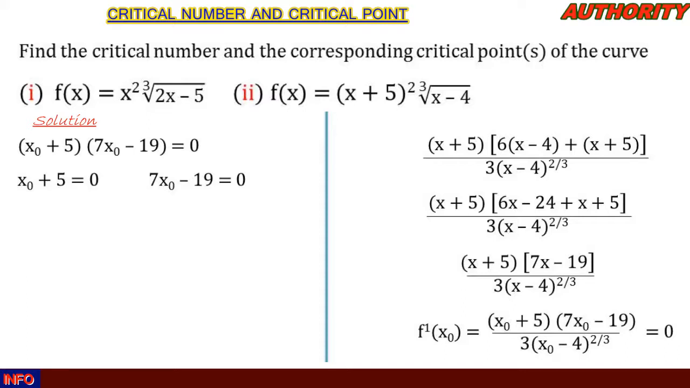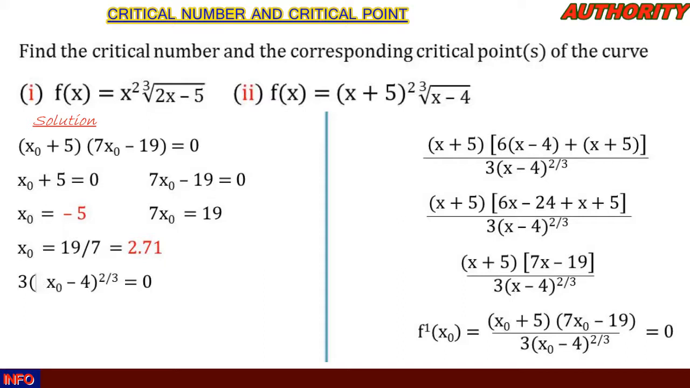The other time we have 7x naught minus 19 is equal to 0. So 7x naught is equal to 19. Divide both sides by 7, so x naught is equal to 19 over 7. In decimal form, x naught is equal to 2.71. For the denominator, we have 3 (x naught minus 4) raised to power 2 all over 3 is equal to 0. So 3 is not equal to 0.